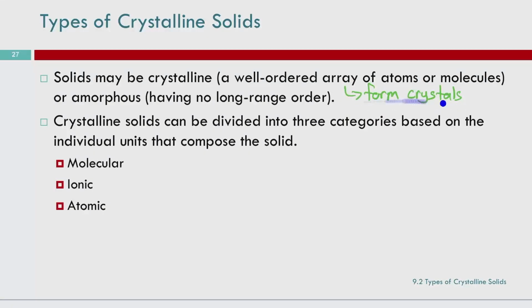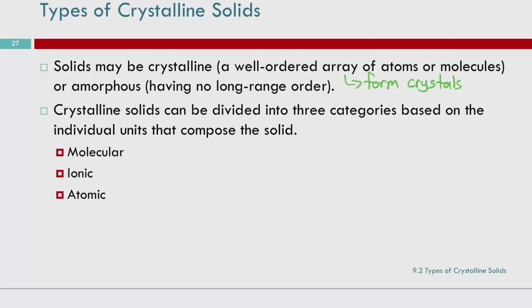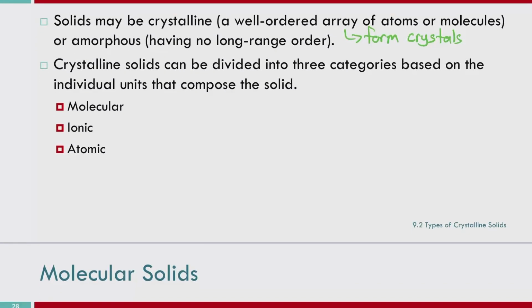Our crystalline solids, our pretty ones, can be divided into 3 categories based on the individual units, the smallest pieces, that compose the solid. We've got molecular crystalline solids, ionic crystalline solids, and atomic crystalline solids. And we'll talk about each of them briefly.